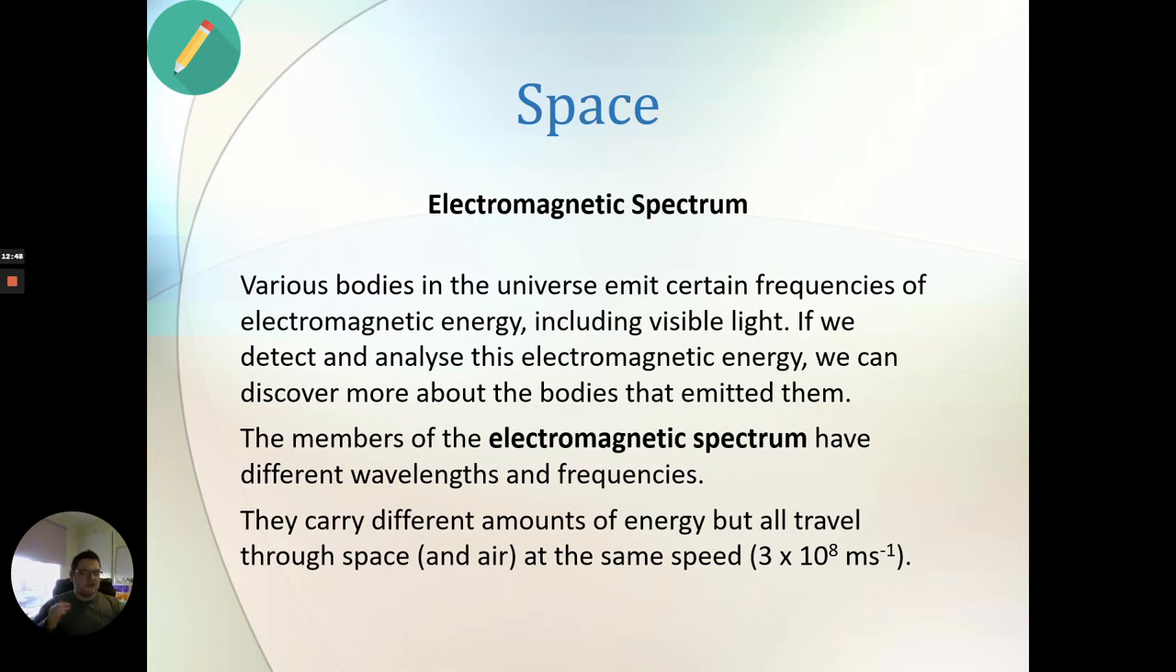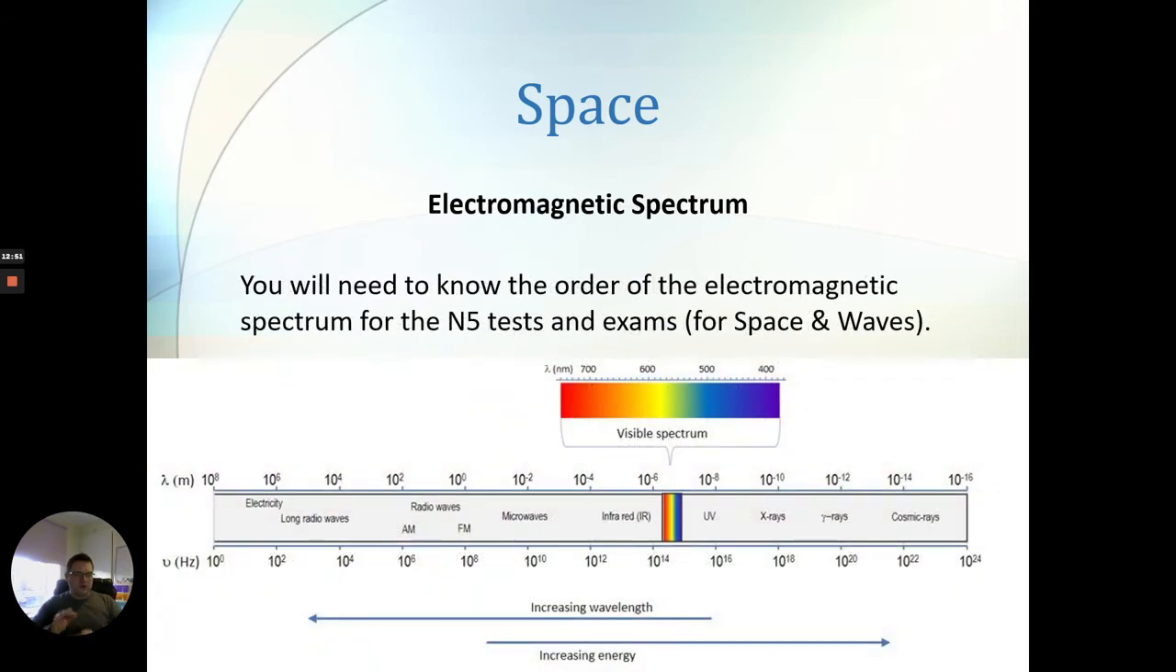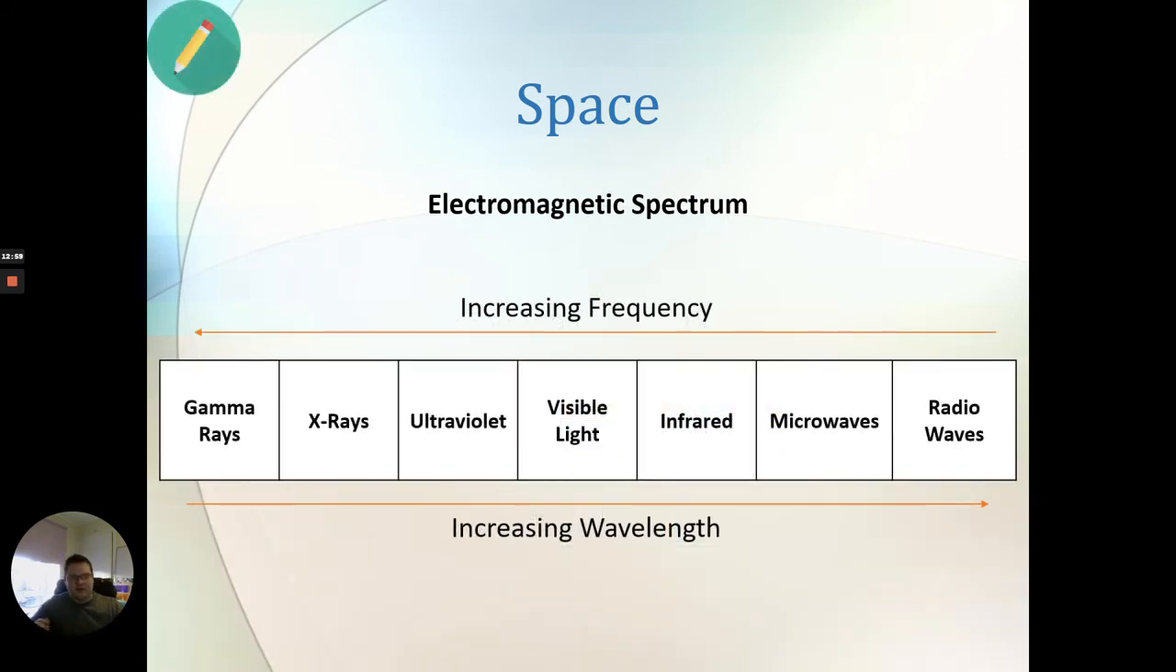So again, you need to remember all the different forms of the electromagnetic spectrum. You need to remember your gamma rays, your X-rays, your ultraviolet, your visible, infrared, microwaves, radio waves. You need to know all of them. You need to know which way the frequency increases, which way the wavelength increases. You should know that energy increases in the same direction as frequency. So gamma rays are the high energy ones, radio waves are the low energy ones. That isn't what we're here to talk about. We're here to talk about how we can use these different types of light to learn about space.